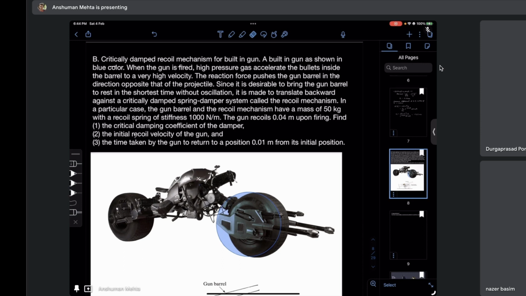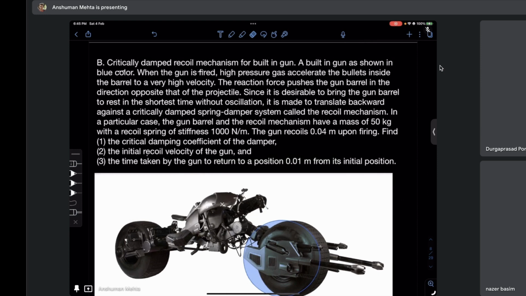For our current problem, we are taking the mass of the gun as 50 kg with a recoil spring stiffness of 1000 Newton per meter, and the data given is that the gun recoils 0.4 mm upon firing. You have to find the critical damping coefficient of the damper, the initial recoil velocity of the gun, and the time taken by the gun to return to the position 0.1 meter from its initial position.